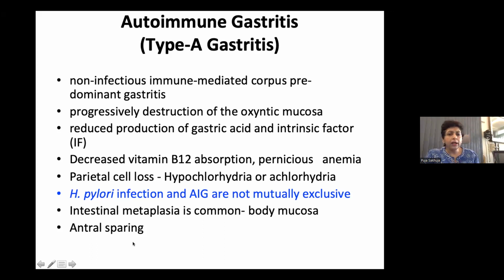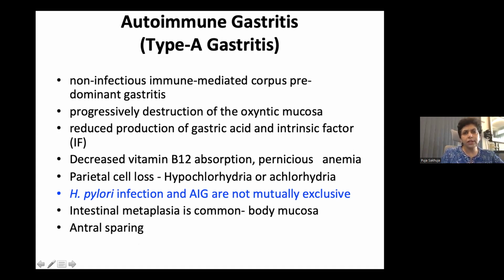So presence of autoimmune gastritis does not rule out H. pylori infection. You must look for both. Intestinal metaplasia here is more common in the body, and pure autoimmune gastritis is antral sparing, more in the body mucosa. But if you see inflammation all over, then it may be just H. pylori or autoimmune with H. pylori as well.